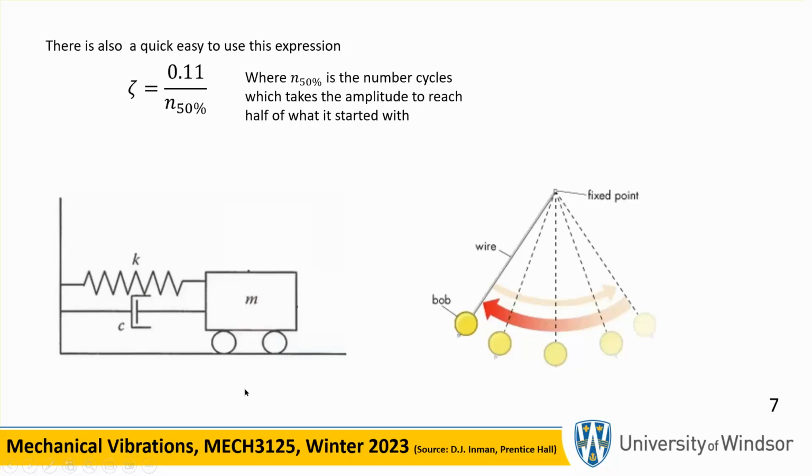Or in the case of a cart, for example, move the cart to some position. Let's say you move it by 5 centimeters and let it go. Now this is going to go back and forth. Eventually, that 5 centimeter distance to the equilibrium position becomes 2.5. If you counted the number of times that this thing went back and forth, that would be your n 50%, and you plug it in that expression, and you're going to get an estimate of the damping ratio. Okay, all right, let's move on.